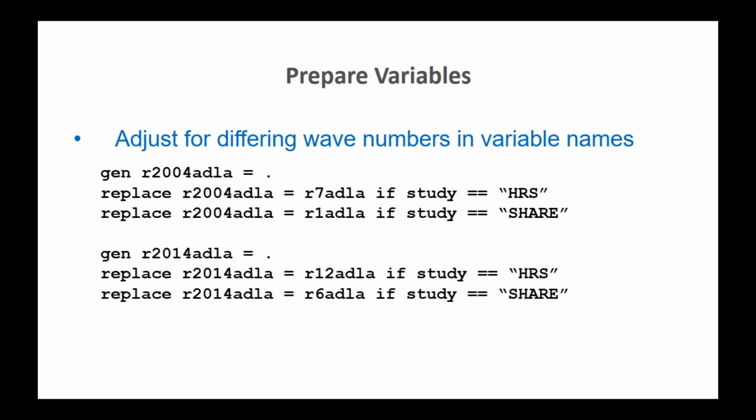So instead of using the wave number in the variable name, we're going to start to use the year because we're looking over the same years in different studies. So for our 2 ADL variables, for 2004 and 2014, we can generate that variable. We know that if they're coming from HRS, their value is going to be stored in R7 ADLA, and if they're coming from SHARE, it's going to be R1 ADLA for the 2004 variable. Similarly, for the 2014 variable, their values are going to be stored in R12 ADLA if they're from the HRS, and R6 ADLA if they're from SHARE.